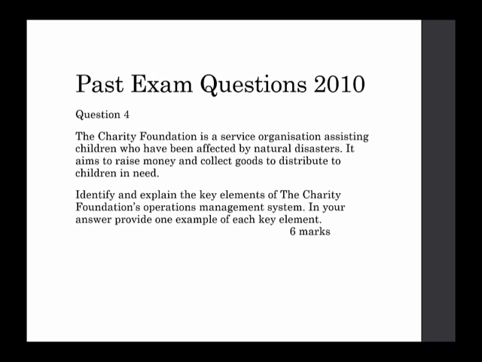All right. Again, in 2010, we can see that there's a charity. They talk about the Charity Foundation, which is obviously a charity, a not-for-profit organisation. And it says, explain the key elements of the Charity Foundation's operation management system, and obviously provide an example of each key element. Now, that's a lot of lines, 24 lines for answering that question.